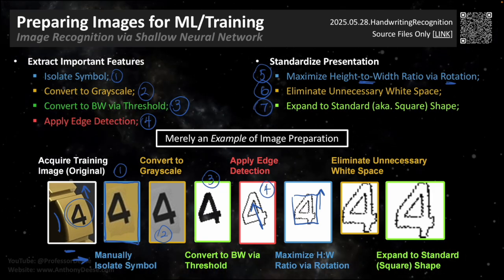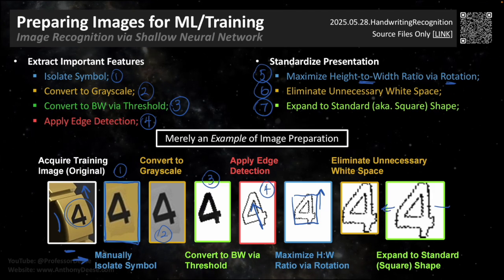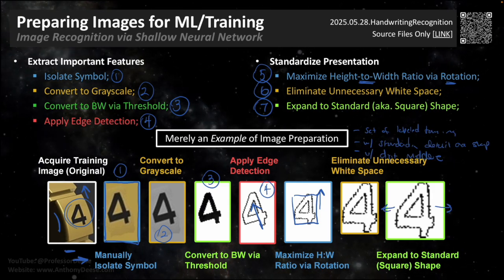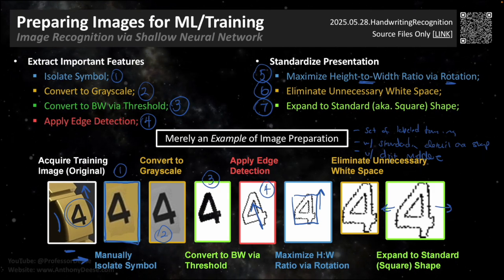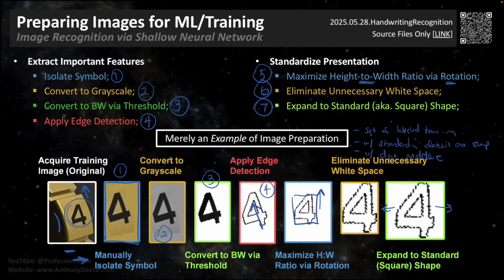And then finally, in order to provide a standardized image shape, we expanded the sides to make it a square. And so what this did was provide us a set of labeled training images with a standard level of detail, shape, and orientation, with the digit directly in the middle of the field of view.